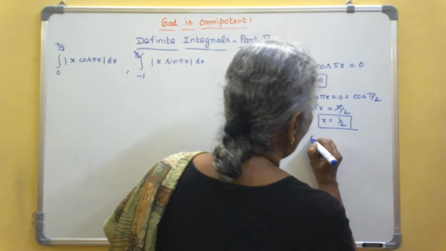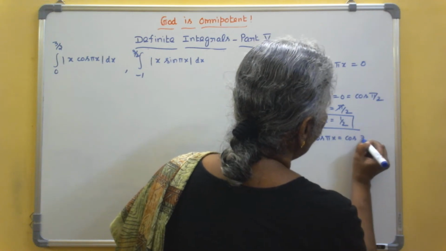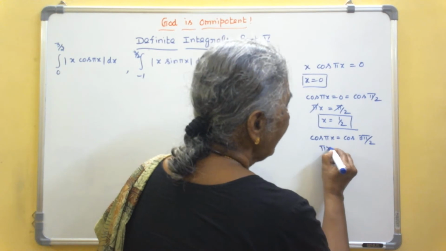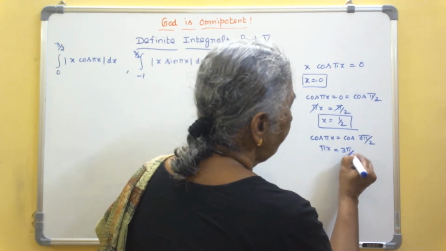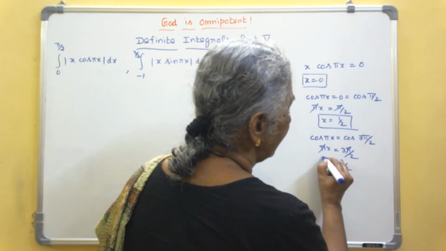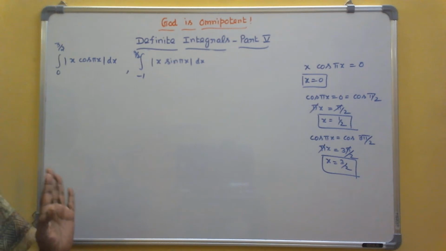Now I will equate cos pi x is equal to cos 3 pi by 2, because that is also 0, right? So I will get pi x is equal to 3 pi by 2. Pi and pi will go. I get x is equal to 3 by 2. This coincides with the upper limit 3 by 2.